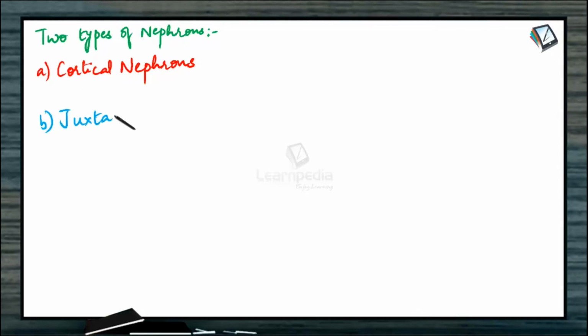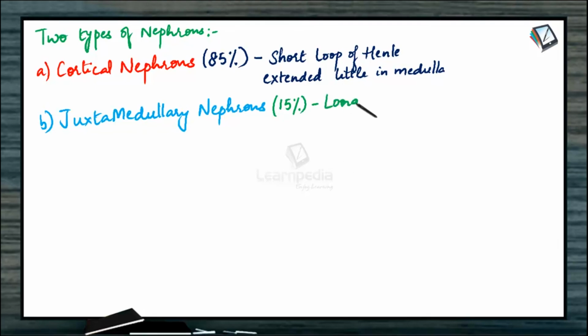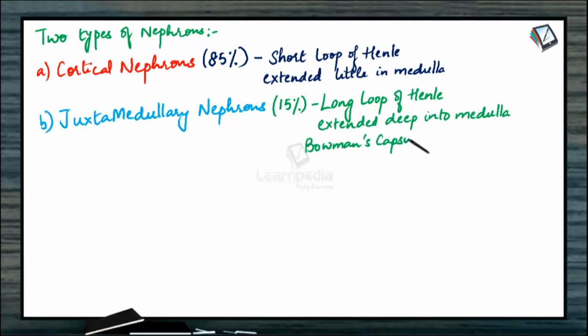There are 2 types of nephrons, cortical nephrons and juxtamedullary nephrons. Cortical nephrons are the nephrons which are in huge amount. 85% of the nephrons are cortical nephrons. These have a short loop of Henle which extends little into the medulla. Juxtamedullary nephrons constitute 15% of the total nephrons, and these have a long loop of Henle extended deep into the medulla, and their Bowman's capsule lies near the junction of cortex and medulla.